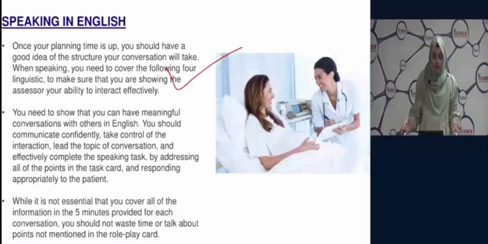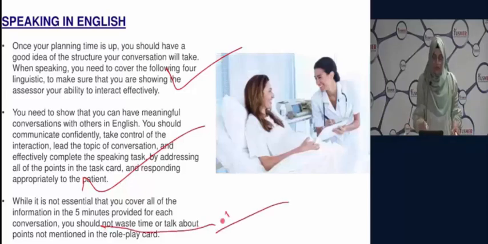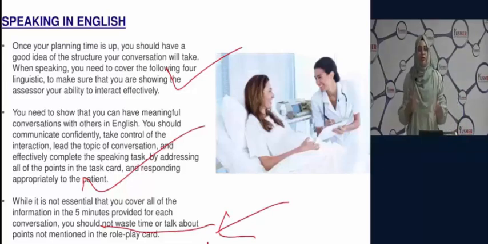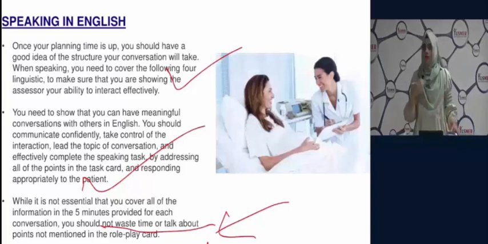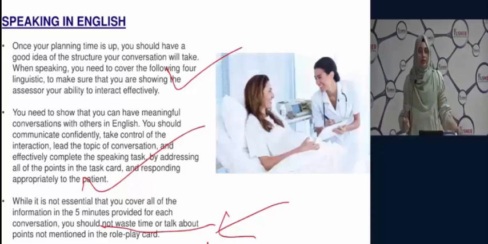You should communicate confidently, take control of the interaction, lead the topic of conversation, and effectively complete the speaking task by addressing all of the points in the task card and responding appropriately to the patient. While it is not essential that you cover all of the information in the 5 minutes provided for each conversation, you should not waste time or talk about points not mentioned in the role play card. So this is important. Don't lose track of the conversation. Do not ask irrelevant questions. Try to stick to the bullet points written in the card.